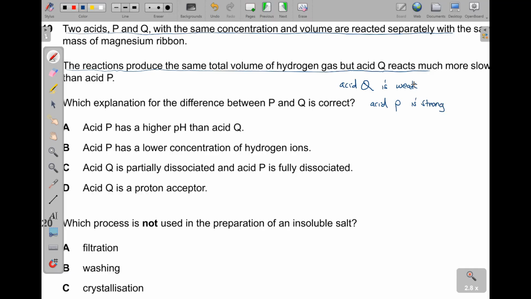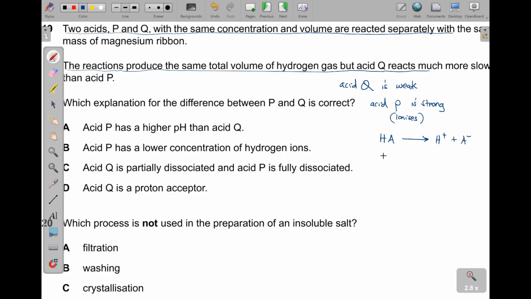Weak acids like ethanoic acid, those organic acids. And then these are mineral acids like HCl. We have sulfuric acid, nitric acid, phosphoric acid, like that. And since here they are talking about ionization, then acid P, which is strong, ionizes fully in solution to give us a high concentration of hydrogen ions.